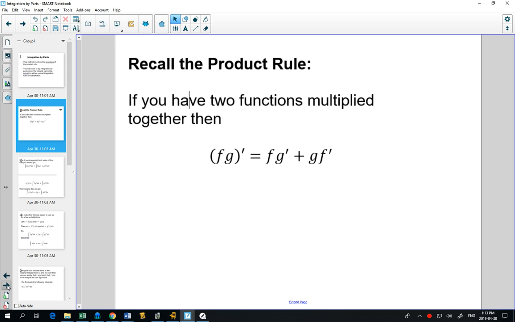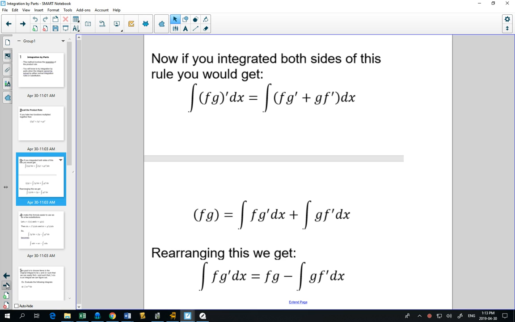Now what we do with that product rule is we now say, what would happen if I integrated both sides? So if I integrated the left side of my equation and integrated the right-hand side of my equation, we know that integration and derivatives undo each other. They're opposite things. If you take the derivative and then you integrate, you get back to what you started with. So on the left-hand side of the equation, if I'm doing the integral of the derivative, I'll just get back what I started with. So I write that as f times g. Those are the two functions multiplied together.